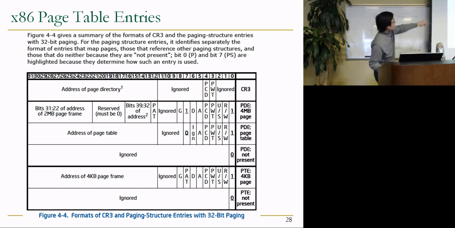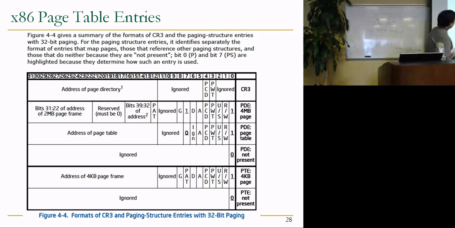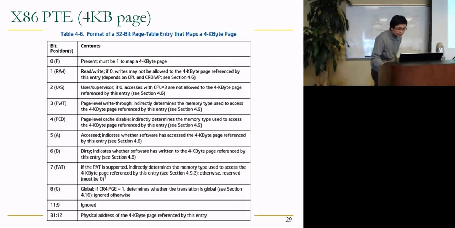And here is the mapping of the x86 page table entries. This is one example of a mapping. And this is the format of what each of the bit positions is used for. Some of them are used for access control, for example the user/supervisor bits. Those are used for access control, which I will go over in the next lecture.